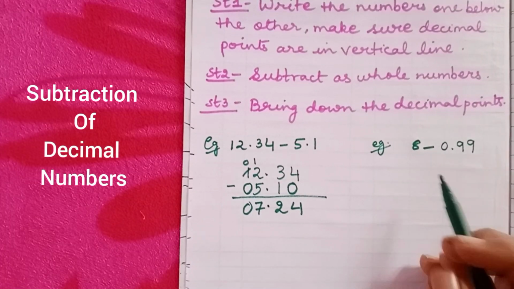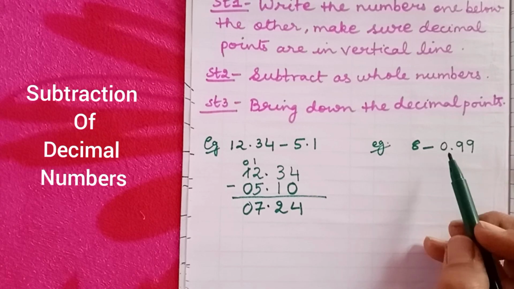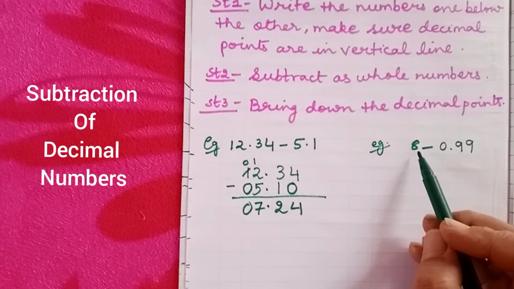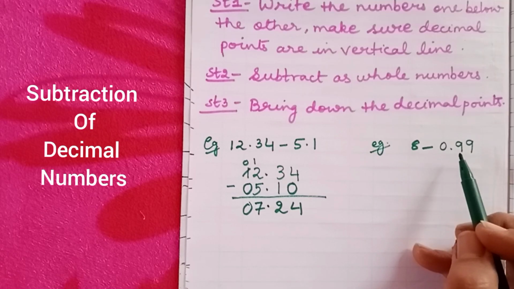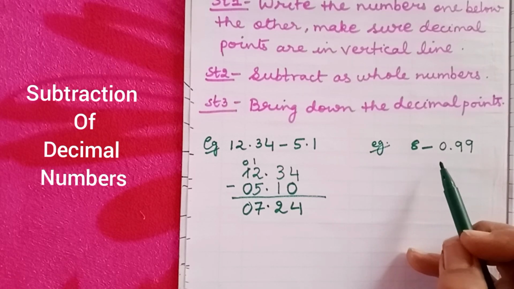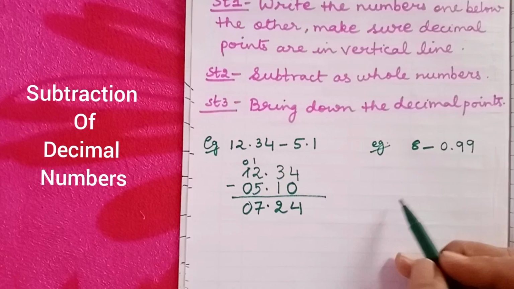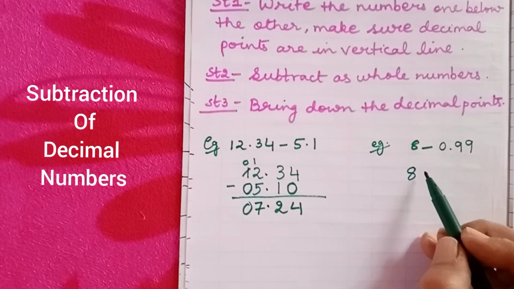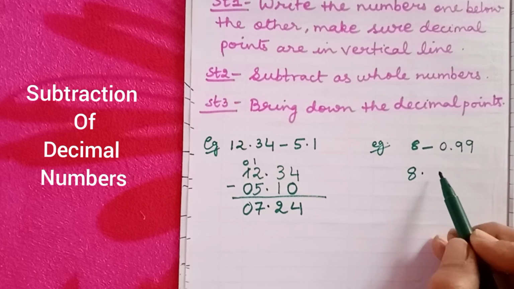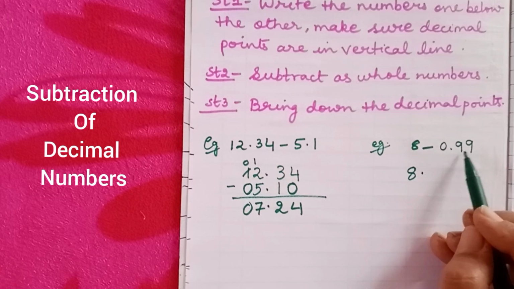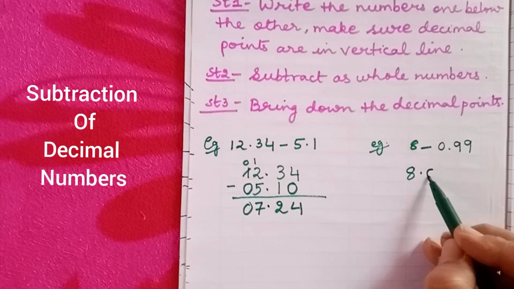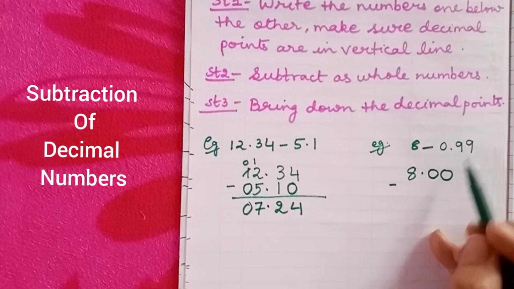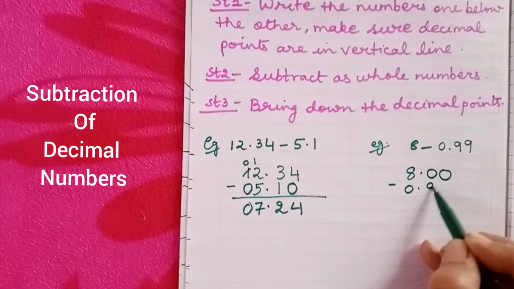Let us see another example. We have to subtract 0.99 from 8. 8 is a whole number and the second number is a decimal number. So first we will write one below the other. So we will write 8. Here there is no decimal, so we can put a decimal, and here there are two numbers. So we can write here 0, 0 because there is no decimal part here. So minus 0.99, so we will write 0.99.